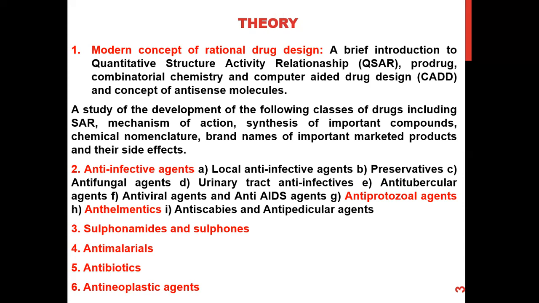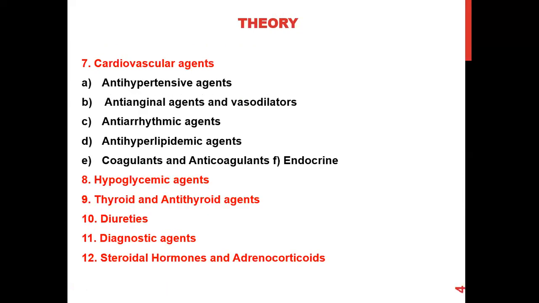It goes on next with sulfonamides and sulfones, then anti-malarials, then a huge lengthy topic of antibiotics, followed by anti-neoplastics. Then we have one particular category of drugs which act on the cardiovascular system, wherein we are going to study antihypertensives, anti-anginals, anti-arrhythmics, anti-hyperlipidemics, coagulants and anticoagulants, and the drugs which act on the endocrine system. We are also going to study hypoglycemic agents, thyroid and antithyroid agents, diuretics, diagnostic agents, and steroidal hormones and adrenocorticoids. This will be the part of the theory we are going to study.